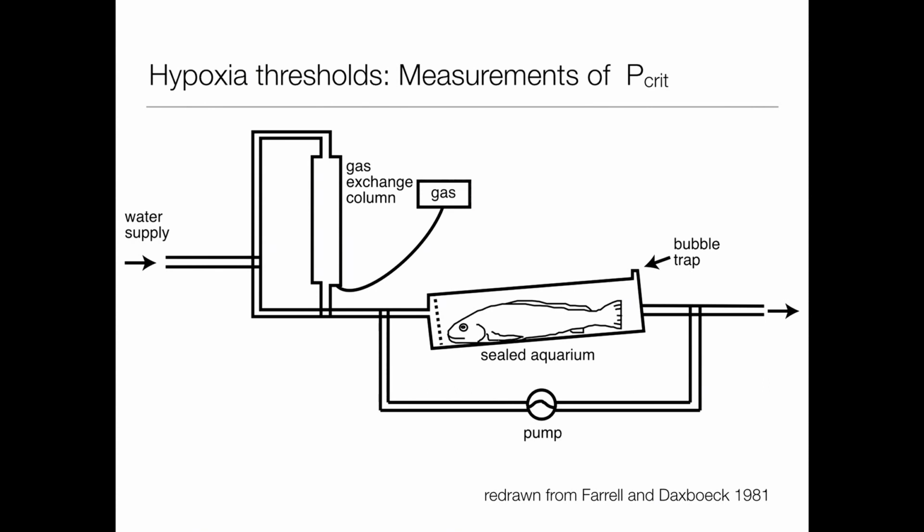You take an animal, in this case a fish, you put it in a closed tank, and then either you draw down oxygen via a gas exchange column, or you can actually have the animal just consume oxygen on its own, and eventually it'll reach that point where it can no longer maintain that routine oxygen consumption rate, and then you'll have a measure of your critical oxygen.